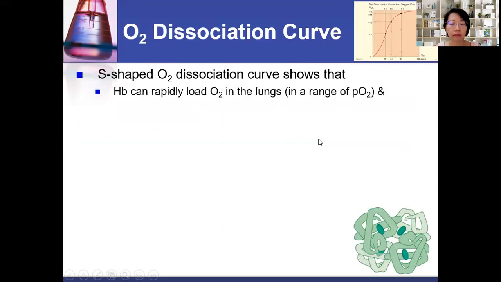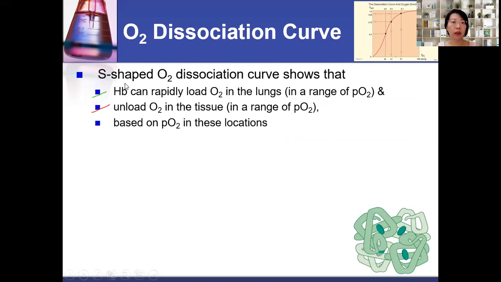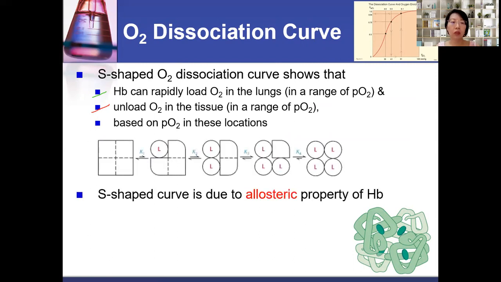Okay. So recap. What does the S-shaped oxygen dissociation curve show? It shows that hemoglobin can rapidly load oxygen in the lungs in a range of partial pressure of oxygen, and unload oxygen in the tissue also in a range of partial pressure of oxygen in the tissue. And this is all based on the partial pressure in these two locations. Whether loading or unloading will occur depends on partial pressure of oxygen.